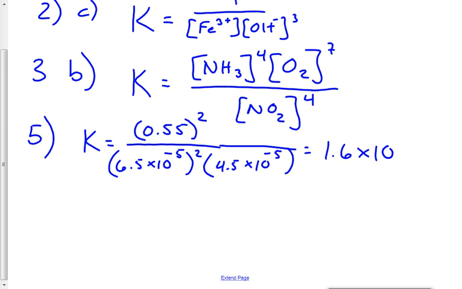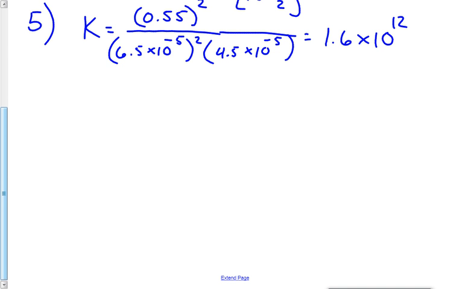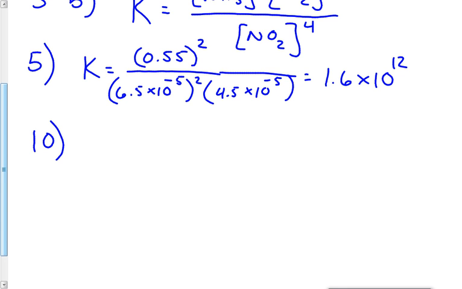1.6 times 10 to the 12. Okay. Not for me, is that right? Yeah. Wait, we need that because we're going to go to 10. So this is a legitimate kind of test question. I'm going to see if you understand some mathematical tweaking of equilibrium expressions.